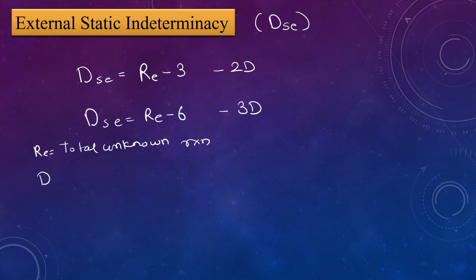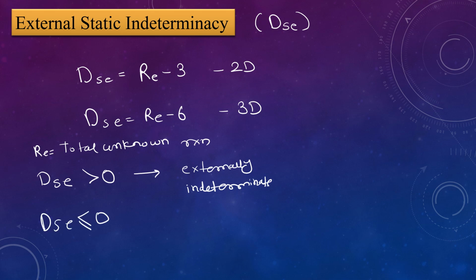If you calculate this and you get a value of DSE greater than 0, then that structure is externally indeterminate. And in case DSE is less than or equal to 0, then that structure is externally determinate. So the formula is DSE equal to RE minus 3 for 2D and RE minus 6 for 3D. From where do you calculate that RE?